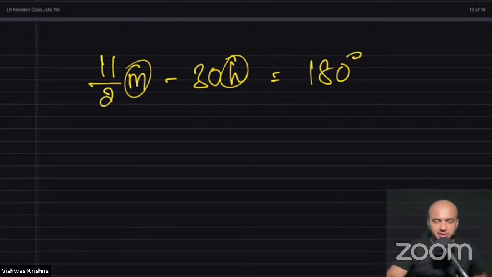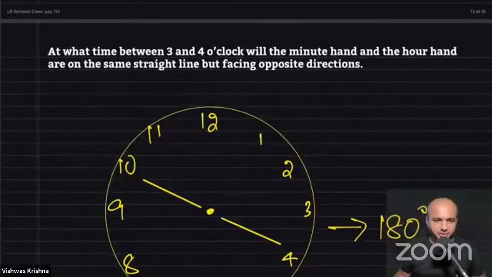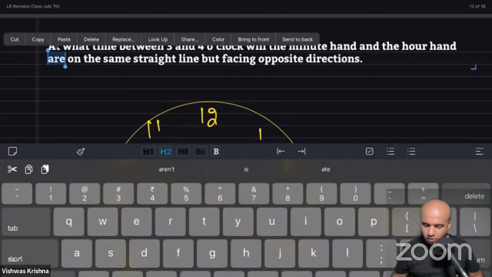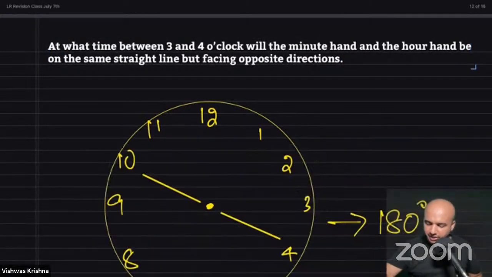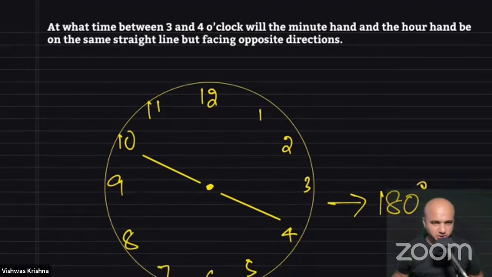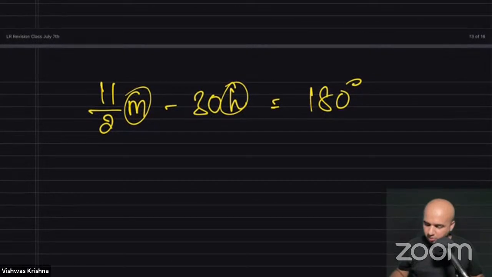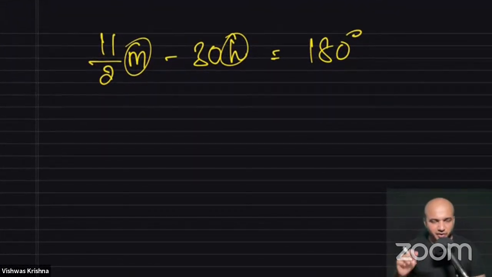How do we know it is the third R? We know it's the third R because they have only mentioned that in the question. Let's go back to the question. They say, at what time between 3 and 4 o'clock will the minute hand and the hour hand be on the same straight line? Isn't it? So when it is already given in the question that it is between 3 and 4 o'clock, it's actually the third hour. I have already clarified that earlier. So now what we have to do is just find out m.